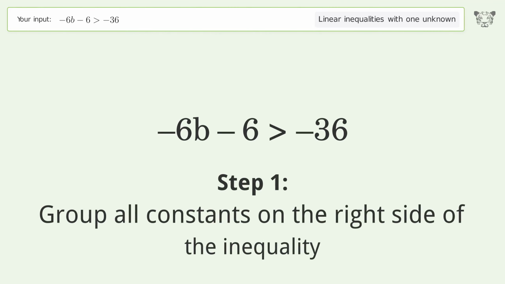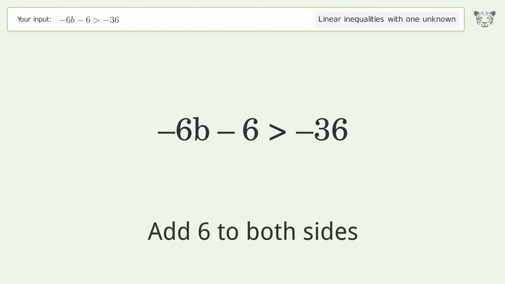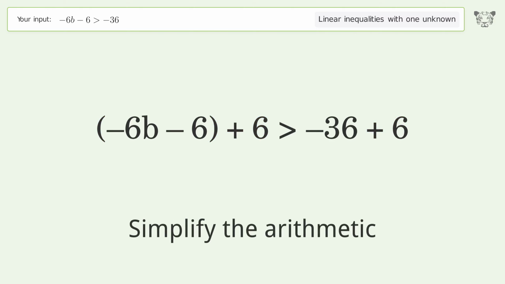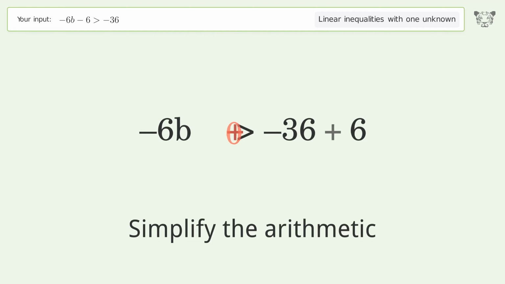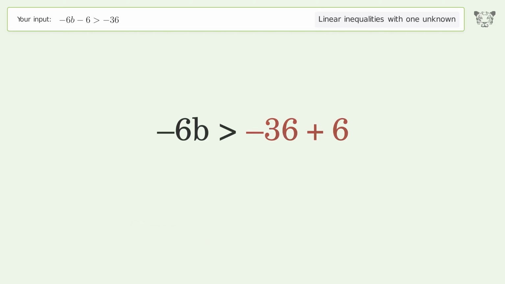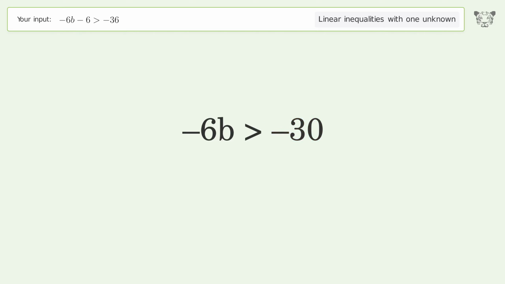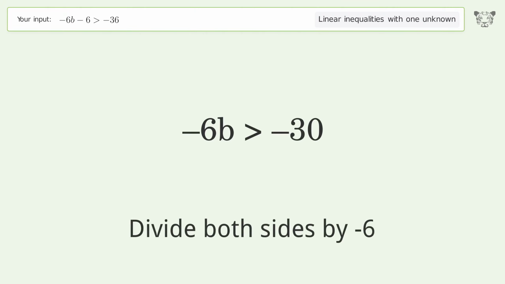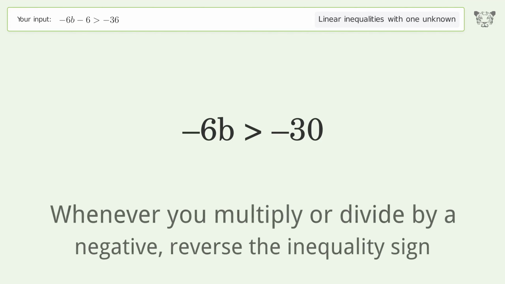Group all constants on the right side of the inequality. Add 6 to both sides. Simplify the arithmetic. Isolate the b. Divide both sides by -6. Whenever you multiply or divide by a negative, reverse the inequality sign.